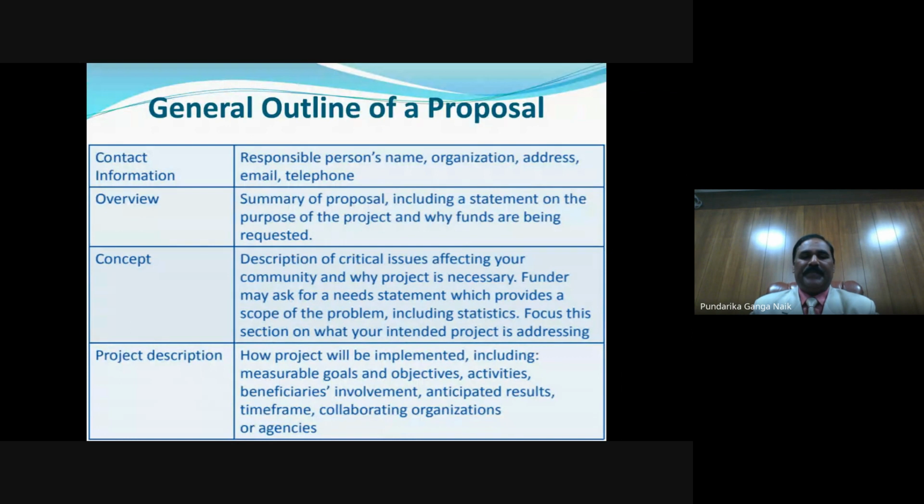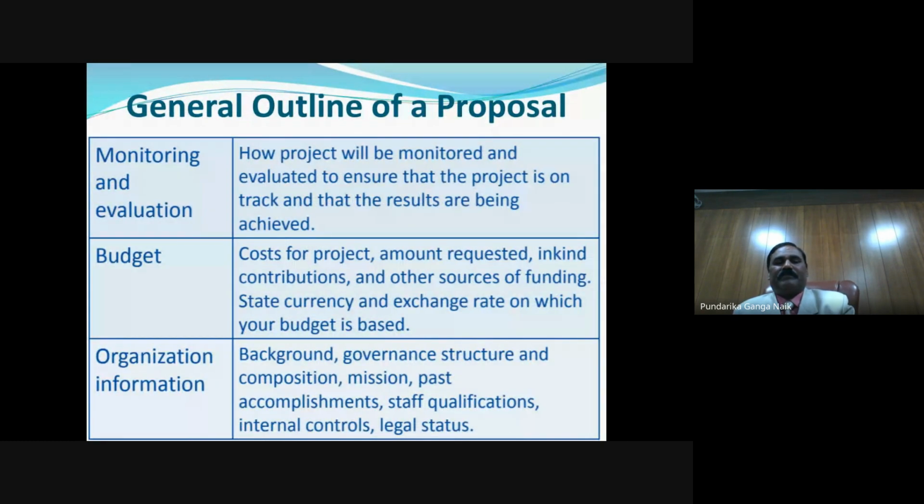Then the project description: how the project will be implemented, including the measurable goals, objectives, activities, and who are the beneficiaries involved in the proposed research project. What are the anticipated results? What is the time frame required? Whether you are going to collaborate with other organizations or industry, whether it is a joint proposal or an interdisciplinary or multidisciplinary proposal, you have to spell it out very clearly, or any other agencies.